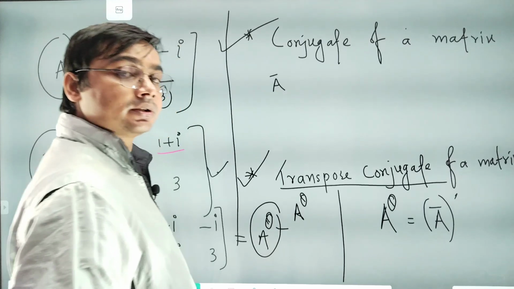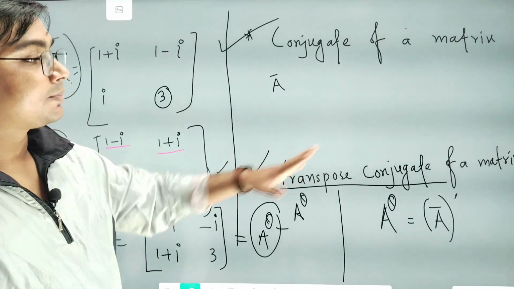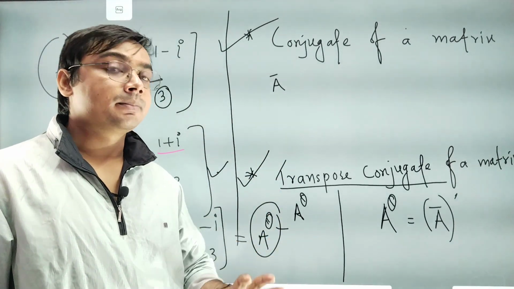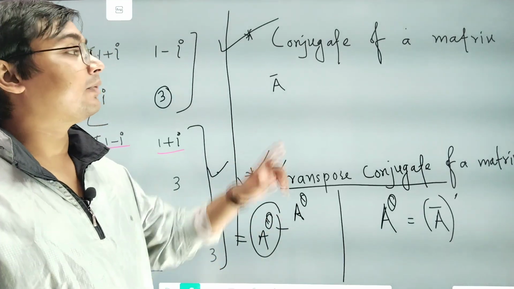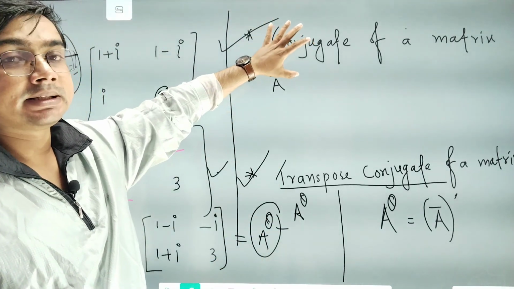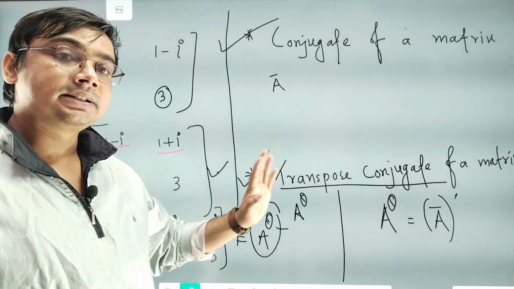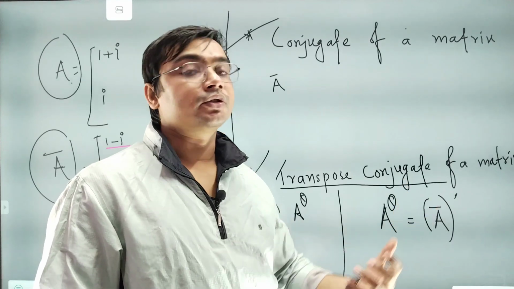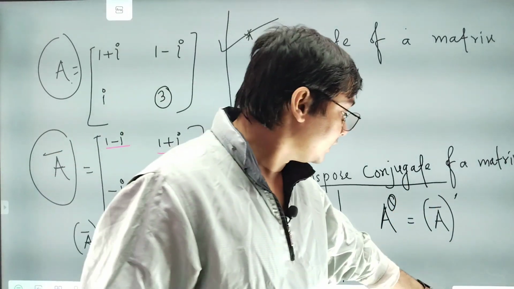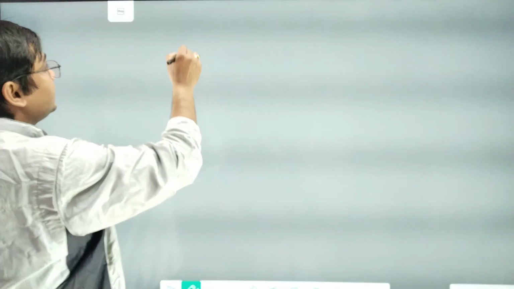Okay, that means the transpose conjugate of a matrix we denote like this way, and this is the transpose of the conjugate. Yes, so for the transpose conjugate of a matrix, first of all we need to find the conjugate of the matrix, and then you just take the transpose of that matrix, and you will get the transpose conjugate of the matrix. Yes, so I will take another example.